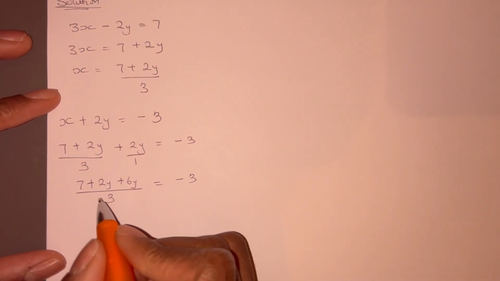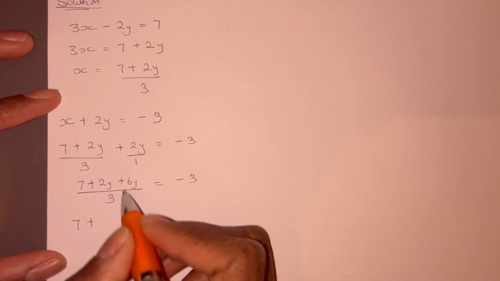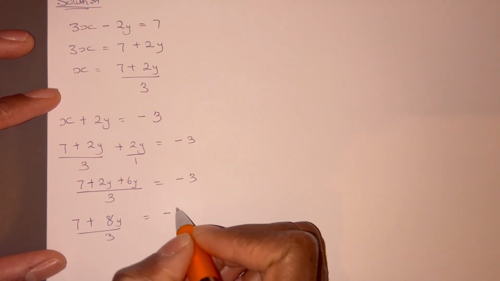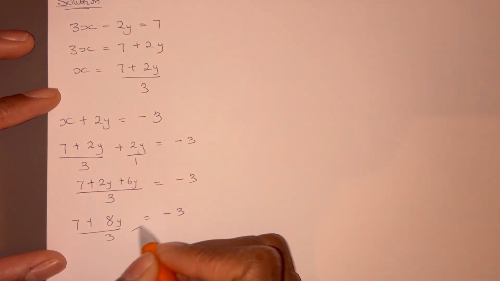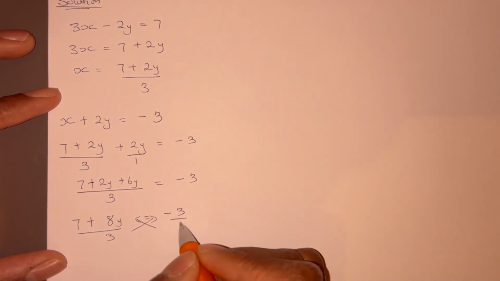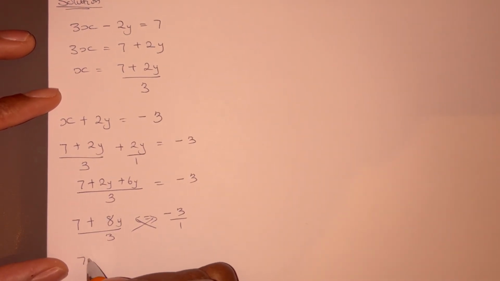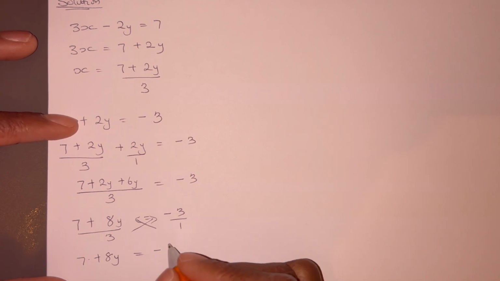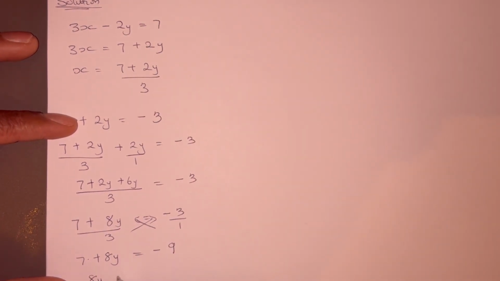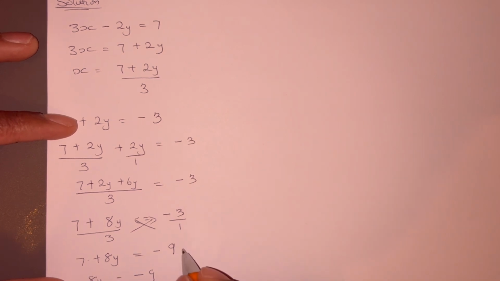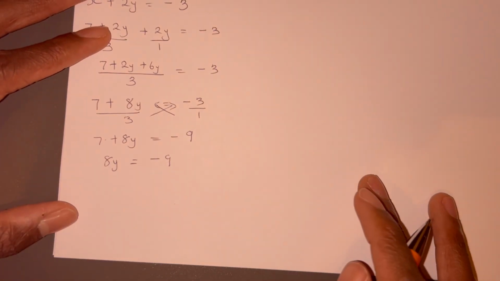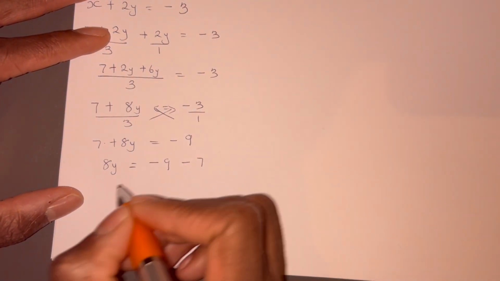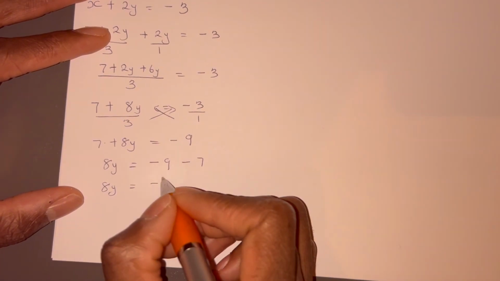Now the next thing to do is 7 plus 6y plus 2y is 8y over 3 equals minus 3. So we'll say 7 plus 8y equals minus 3 times 3, which is minus 9. 8y equals minus 9. Bring the 7 over here and it becomes minus 7: minus 9 minus 7. 8y equals minus 16.